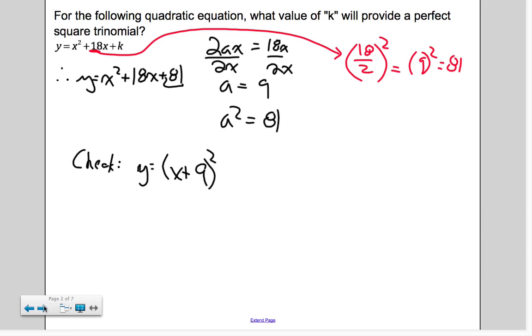So what's the vertex of this then? What's the vertex of this equation? 9, 0. And 0. Not quite 9.